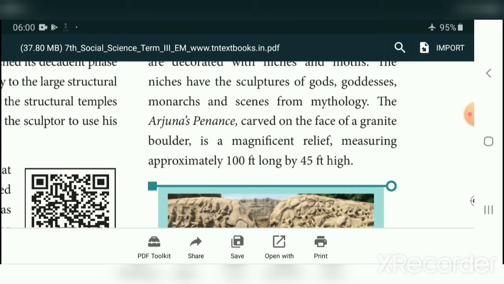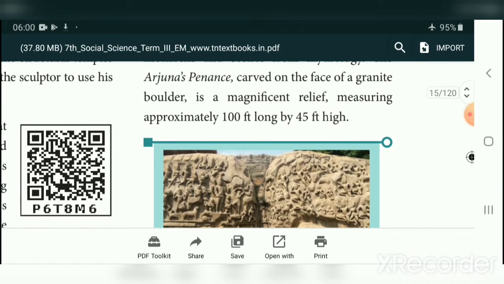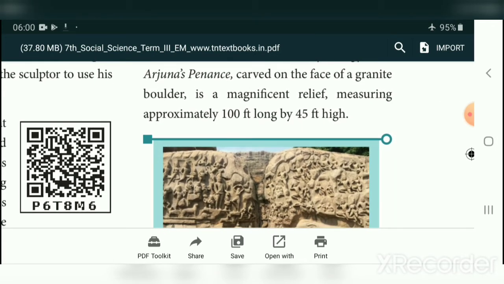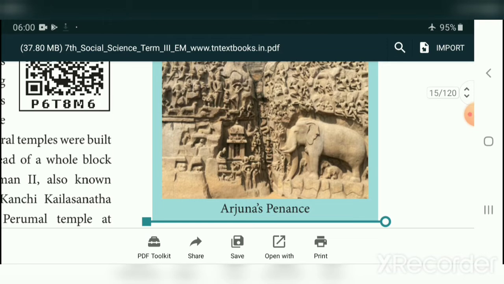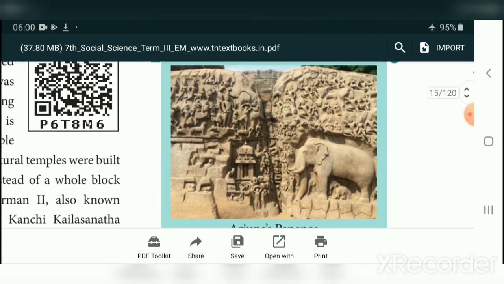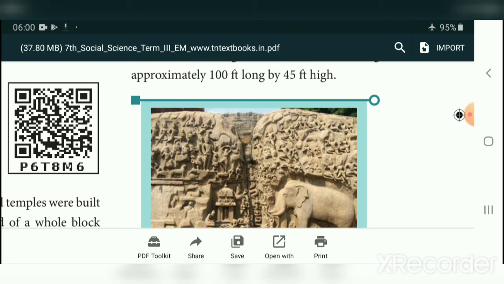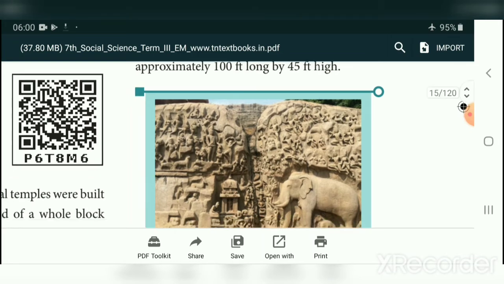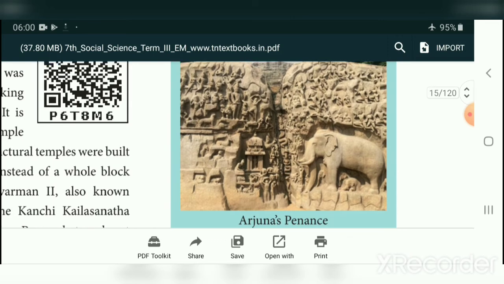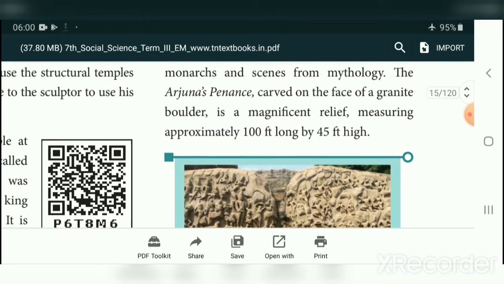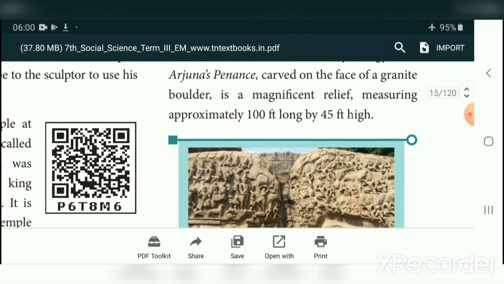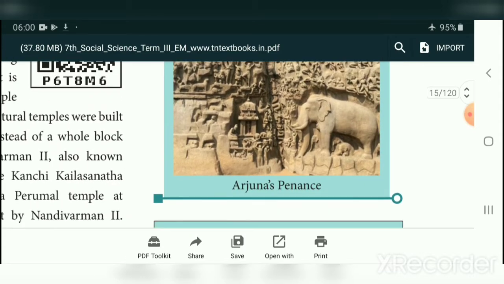Arjuna's Penance, carved on the face of a granite boulder, is a magnificent relief measuring approximately 100 feet long by 45 feet high. You see here, this is Arjuna's Penance. Its height is 45 feet and its length is 100 feet. It is carved on granite stone. Underline this one. This is Arjuna's Penance.